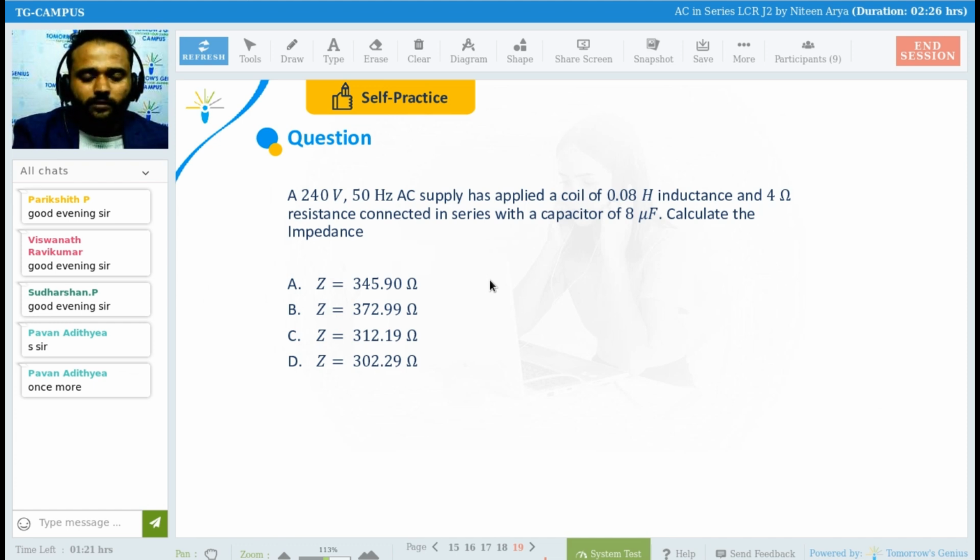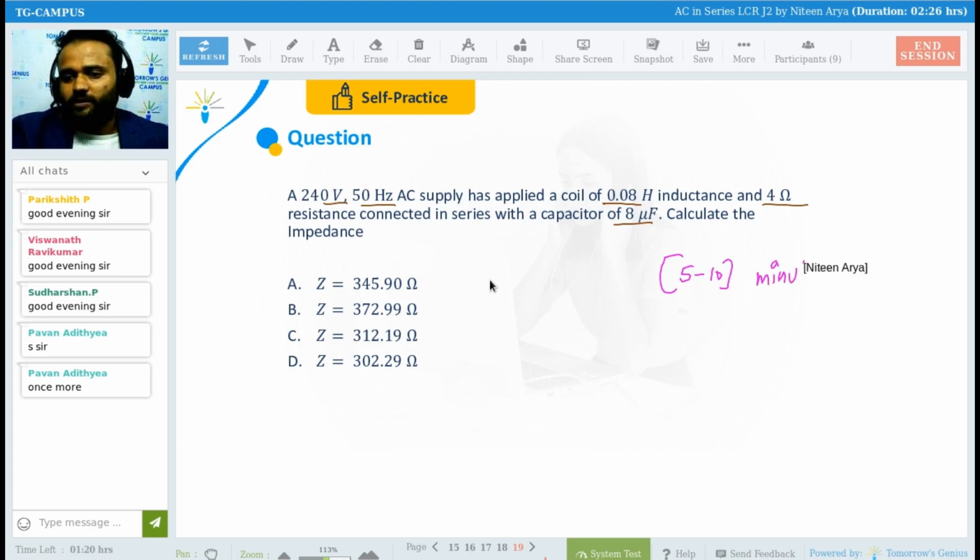A 240 volt, 50 hertz AC supply is applied to a coil of some inductance, resistance, and a capacitor. Find the impedance. And I'm not even going to tell you the formula. Everything is given. So here I'm going to take a break. Meanwhile, in the break, you solve this, and then I'm going to teach you important things related to resonance. Clear, everyone?